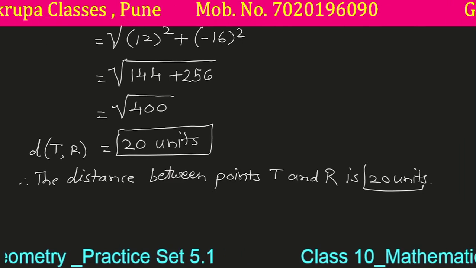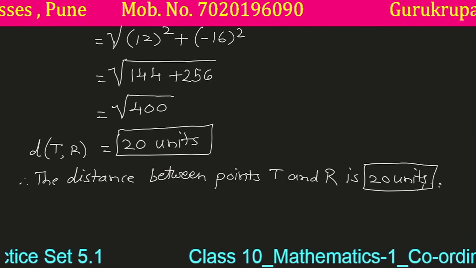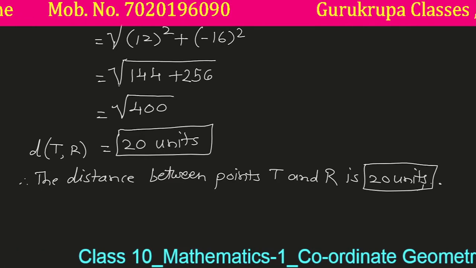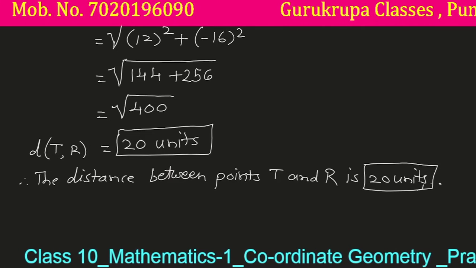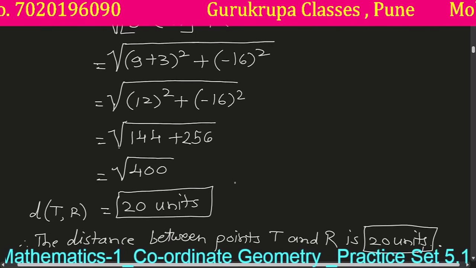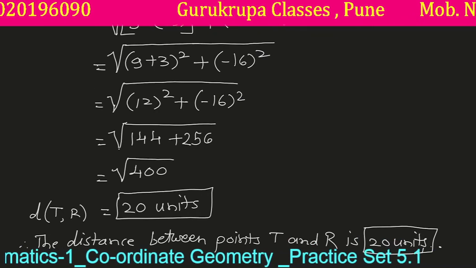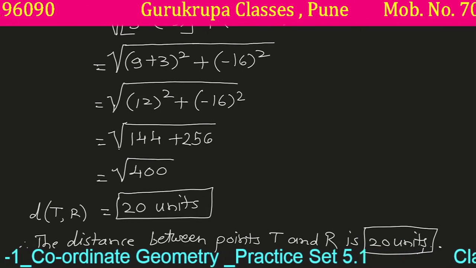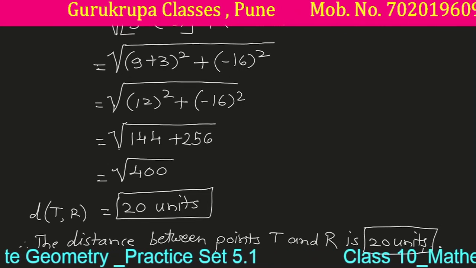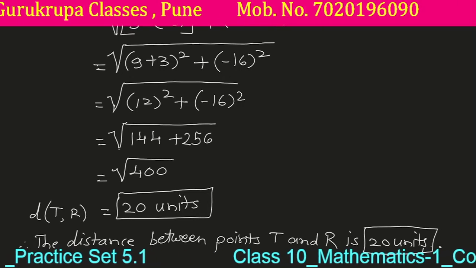Box your answer to highlight it so that the examiner can find the answer properly. So here we used the distance formula and got the proper answer of the sum, that is 20 units. So here we have solved the sums and got the ideas clear on how to solve these sums and find the distance between two distinct points.